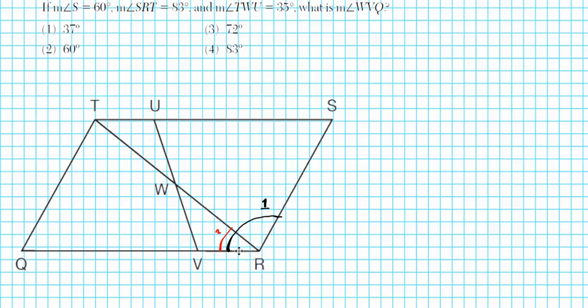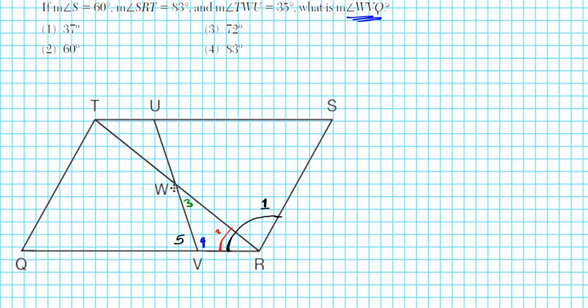And let's call this angle right here angle 3. And WVR, we're going to call that angle 4. Let's call angle 5 this exterior angle right here, WVQ. See, that's what we're looking for. Angle 5 right here. So this is angle 5.